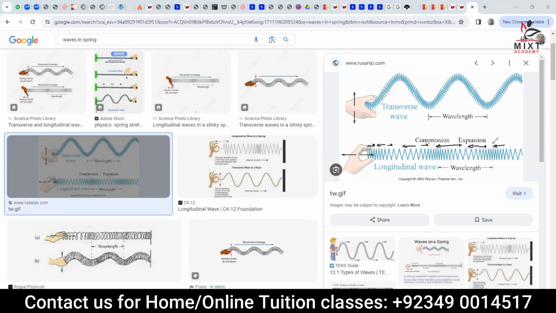My question to every one of you is, you tell me how these particles are moving. Previously, particles were moving perpendicular to the direction of the wave. In this case, how are the particles moving? Perpendicular to the direction of the wave or parallel to the direction of the wave? Yes, anyone? Hello? It's parallel. Because here they are not moving perpendicular, but parallel to the direction of the motion. So, that is a difference here.